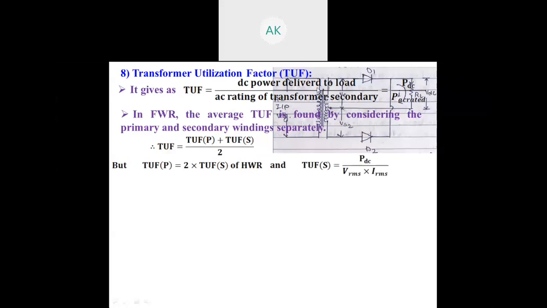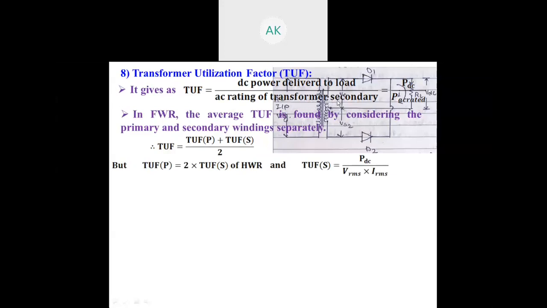The primary is related with the secondary of the transformer. If you look at the upper half, the positive section only, it is just the same as the half wave rectifier circuit arrangement, where we have a normal transformer. So for the secondary half section, the TUF with the primary is twice that of a half wave rectifier, since here two half sections are used.